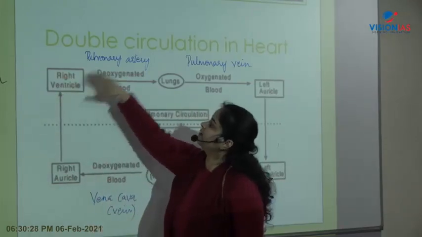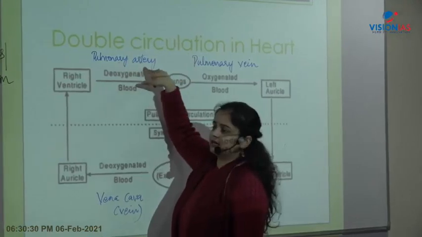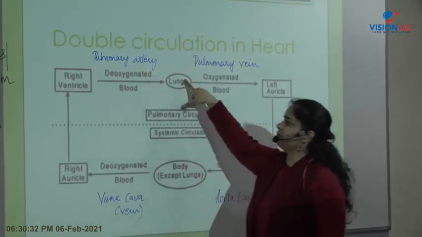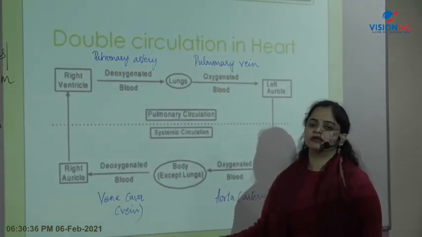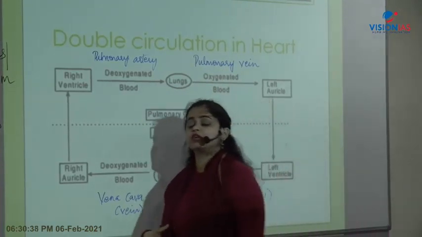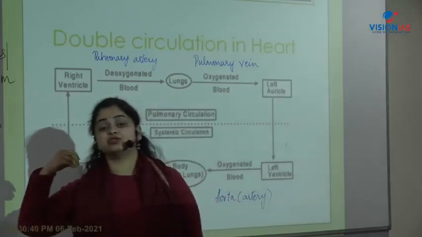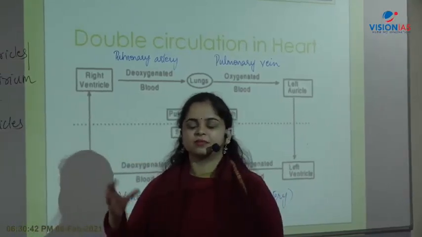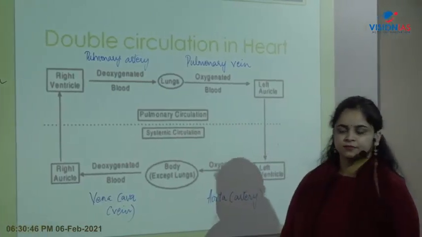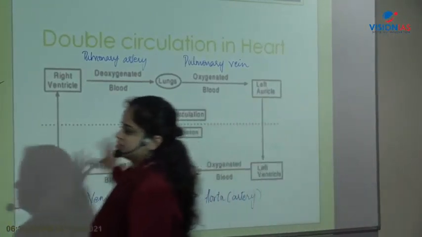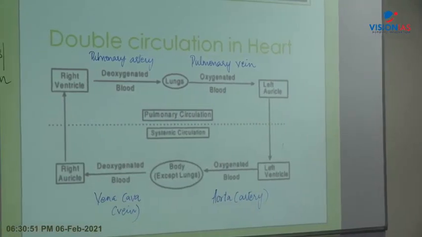From the right ventricle, pulmonary artery takes deoxygenated blood back to the lungs. In the lungs, again the same process will be repeated. Oxygen from the alveoli will bind into your hemoglobin, the blood will be oxygenated, and the whole process will be repeated. Okay, so just make sure you have understood.